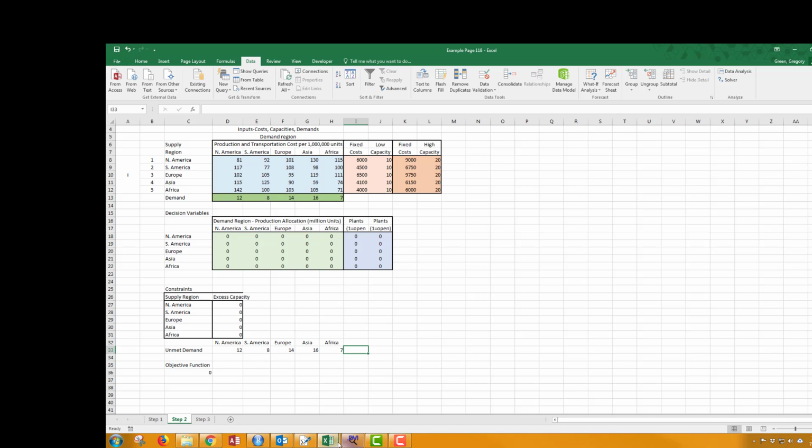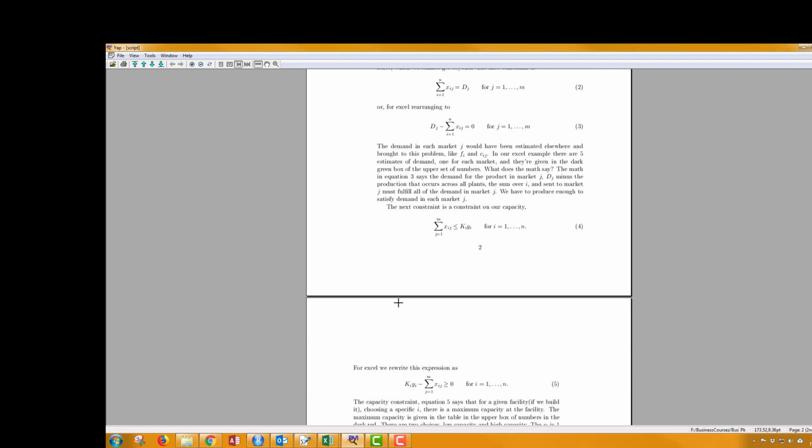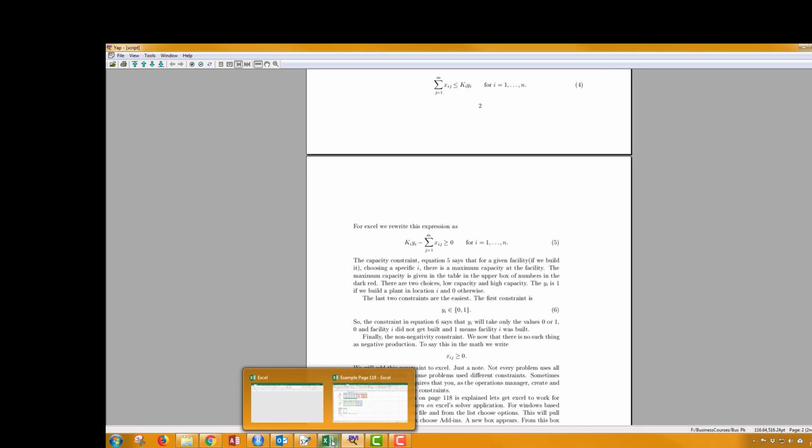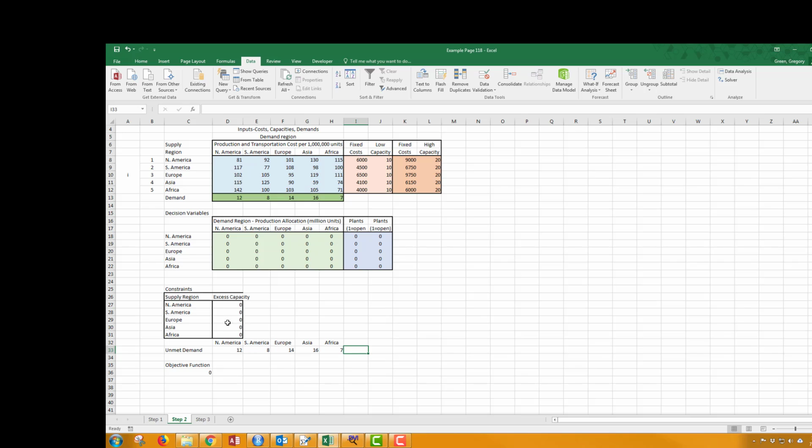Now we've got to put in the other constraint. The other constraint is this capacity constraint. It's a little more difficult because of this y sub I right here. But let's walk through this. So here we go. Let's put in the capacity constraint.